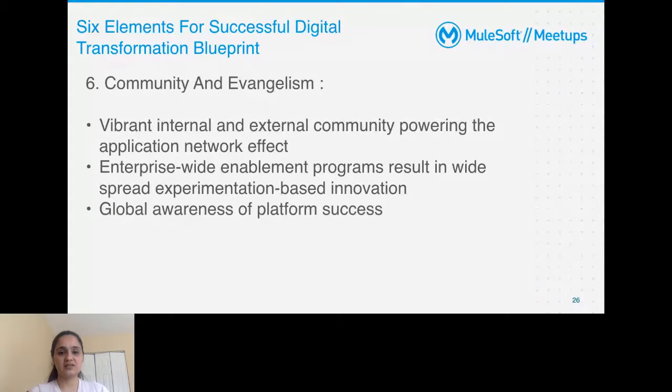First they should be aware of the application network effect, how application networks are very beneficial for the organization, and how they can use them, along with enterprise-wide enablement programs that spread experimentation-based innovation, which improves the innovation efficiency in the organization, and also the global awareness for the platform success. So having awareness about the platform success in the organization is very important.